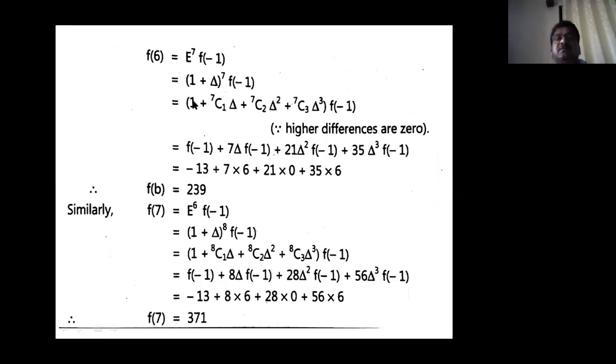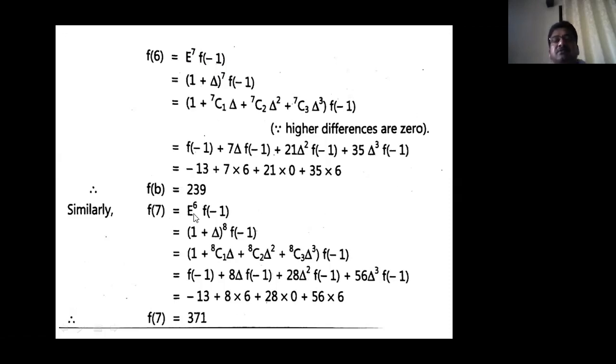So what is f(6)? It is E raised to 7 of f(-1). Choose this number f(-1), the first number, and write f(6) as E raised to what of the first number. So E raised to 7 of f(-1). This number we have to find is 7, and this number is f(-1), because the first value is -1.